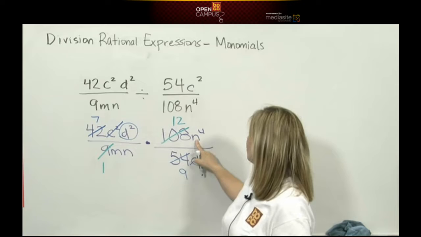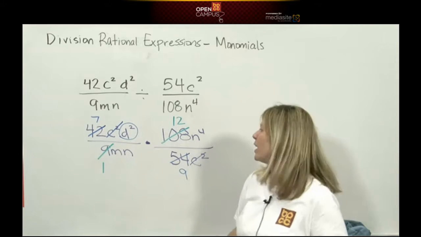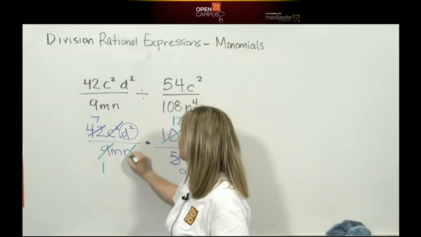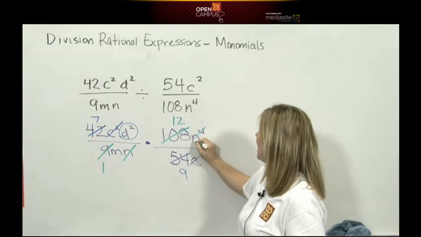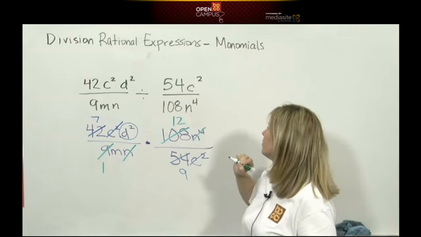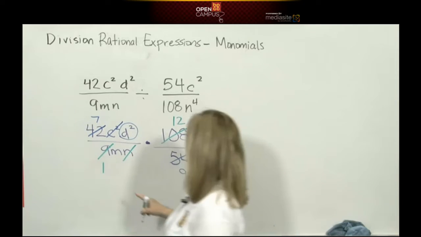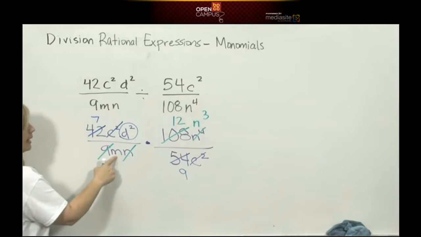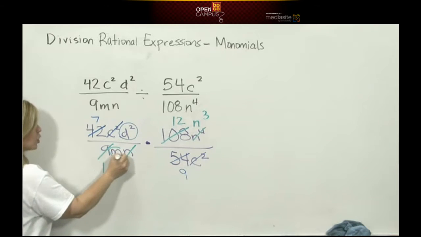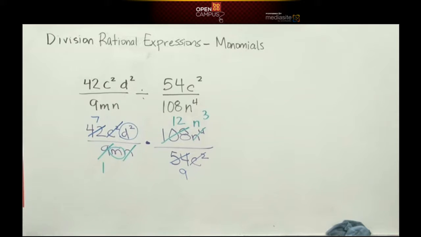I have n to the 4th and I have an n. So their greatest common factor is n. n divided by n cancels out. n to the 4th divided by n is n cubed. Now be careful. You see this variable m? It has nothing to divide with. I would circle it so I don't forget about it.